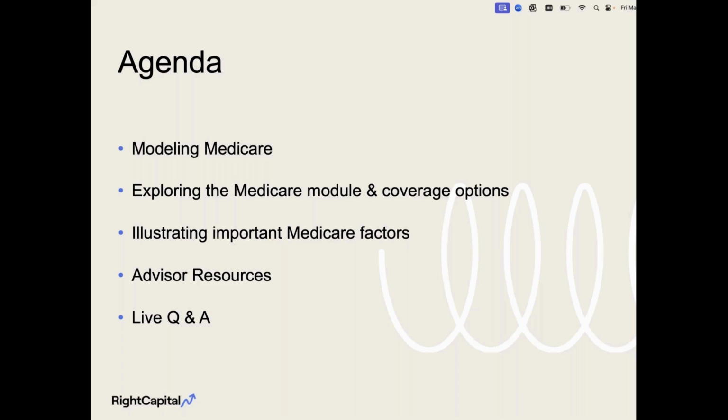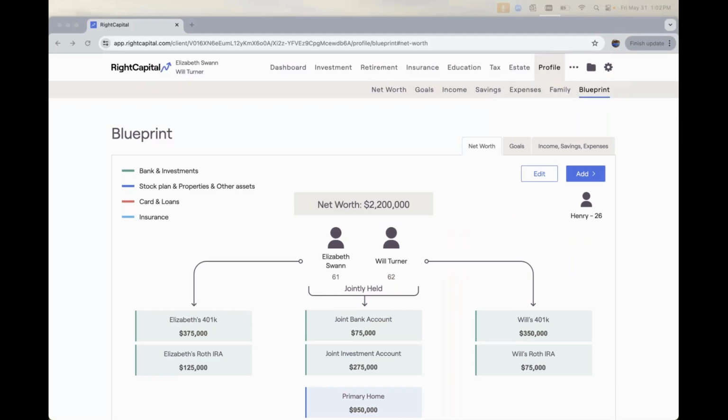And so shifting gears into RightCapital, today we are going to be looking at the Swan and Turner family. And we're going to be starting in the profile blueprint just to touch on what their current path looks like, so that way we understand what the client case that we're working on is before we look at their Medicare picture and filing for Medicare in RightCapital.